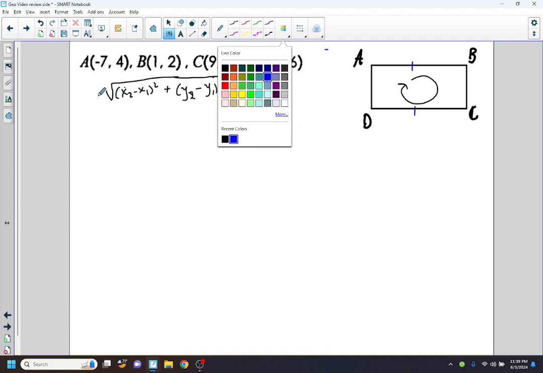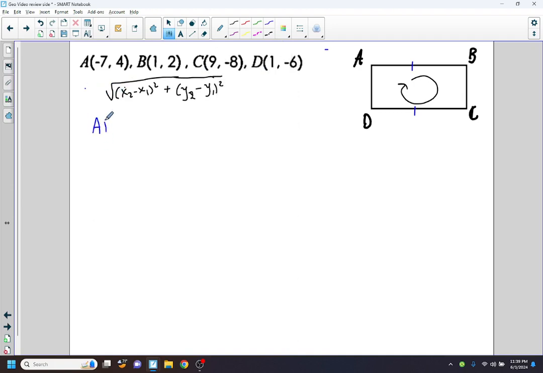Remember, I'm just checking if these are equal. So I don't really care what that final answer is. I just care that it's equal to DC or CD. So when I plug it in, it doesn't matter which one you call x2 and x1. I'm going to read it in order. So it's going to be square root.